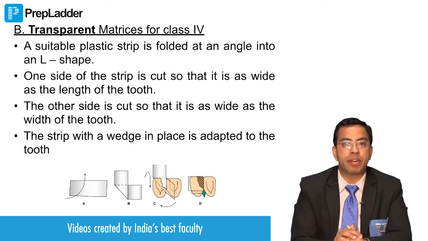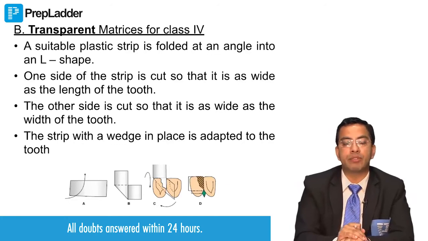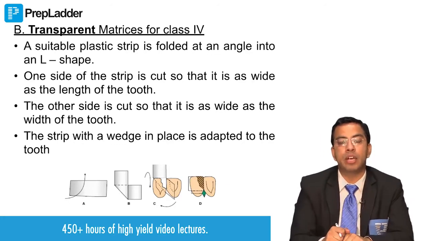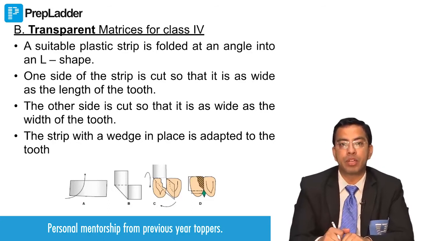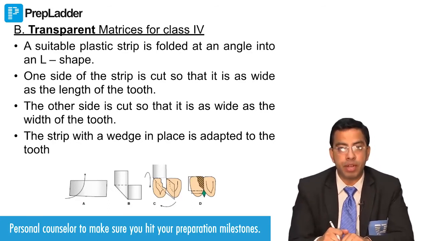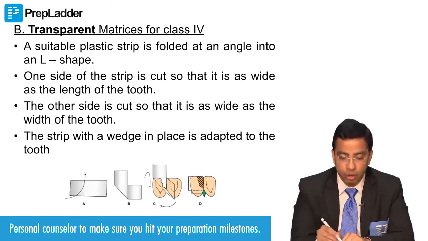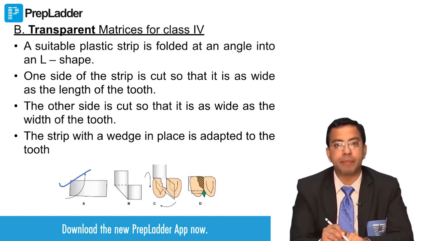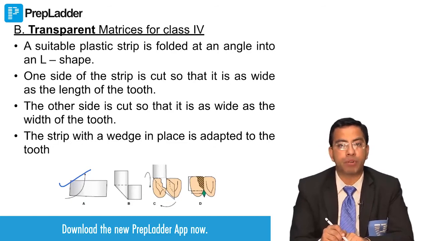Similarly, you have the transparent matrices for class 4 cavities, that is for the proximal surface of the anterior teeth which are involving the incisal edge, or what is called the angle buildup. So, you take a suitable plastic strip and you fold it at an angle to form an L shape. So, this is your transparent strip. You first fold it and make an L shape out of it.